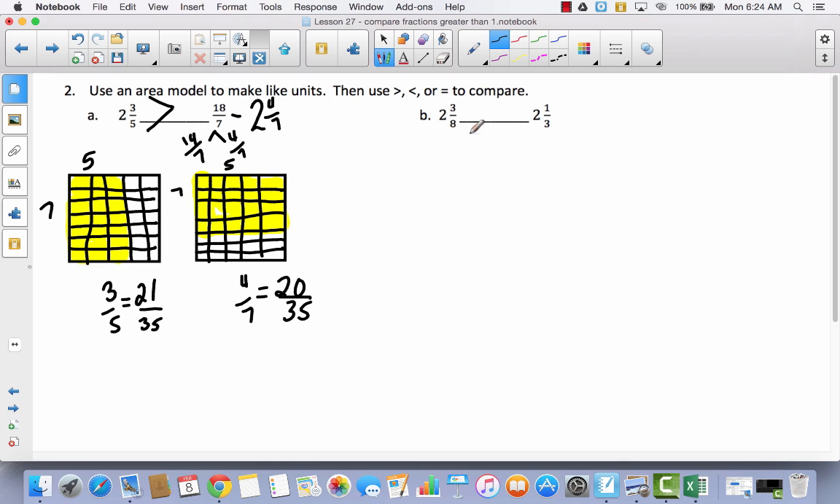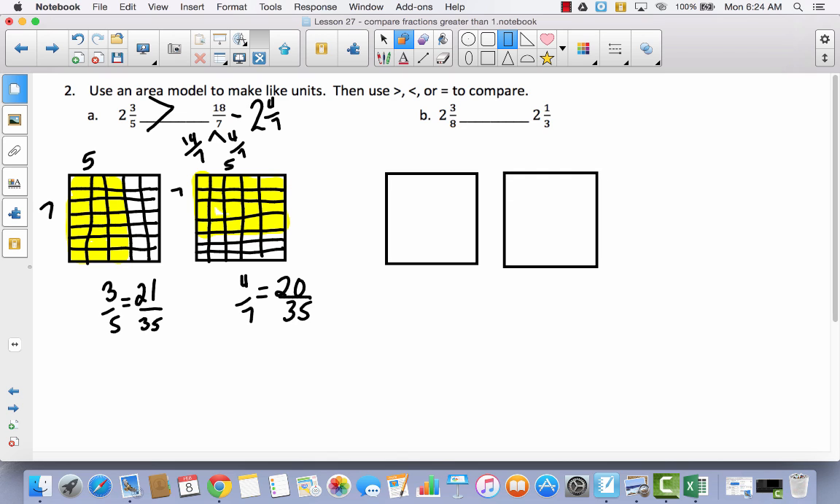All right, so now we're going to do one that has just a little bit smaller numbers, which will be a little bit easier. So now we're going to make two area models. So I've got 2 and 3/8 and 2 and 1/3. This time I'm going to use the line tool so it looks a little bit nicer. All right, so I'm going to divide this one into eighths.